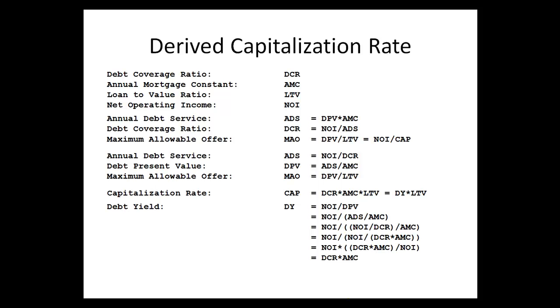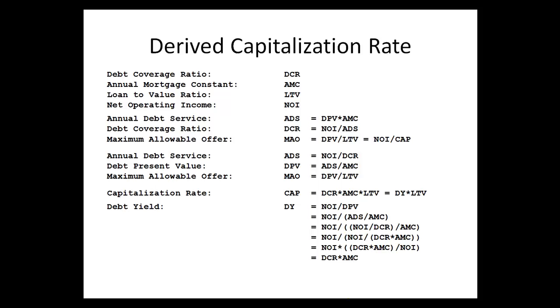Now we rearrange this algebra and we come up with the annual debt service is NOI divided by DCR. And then if you take the annual debt service and divide it by the AMC, you get the debt present value. And if you take the debt present value and divide it by the loan-to-value, you get the maximum allowable offer, or the value of the property.